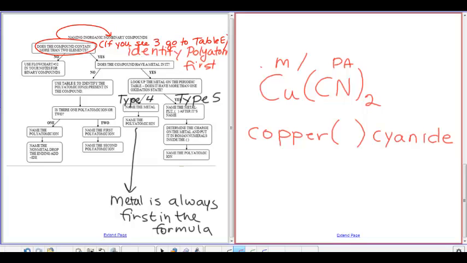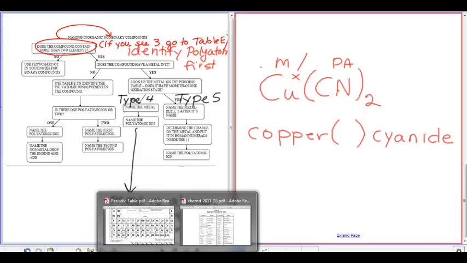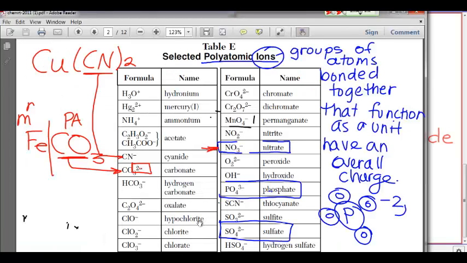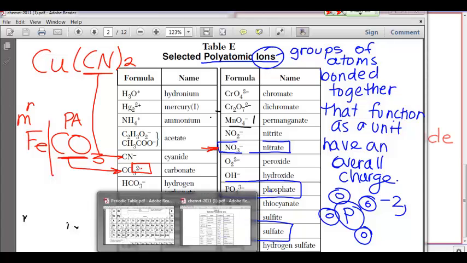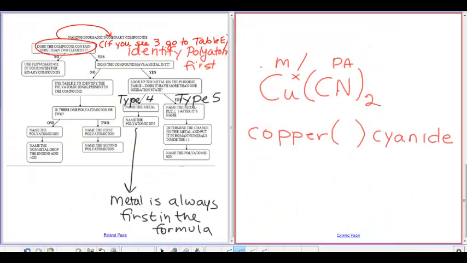We don't know if copper here is +1 or +2, so we put an X for copper. And we look up cyanide's charge from table E, just like we looked up the non-metal charge in the reference tables. And there's a negative next to cyanide, which means cyanide in compounds is going to be -1, okay? There's no subscript for copper, no little number down there, so it's a 1.